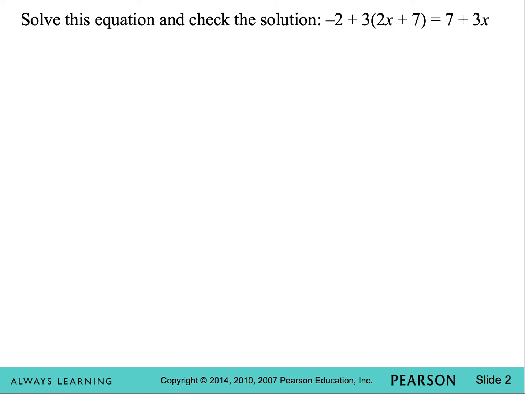Okay, it says solve this equation and check the solution. All right, so there's no fractions, but I have parentheses. This time, though, I can't do what's inside the parentheses. So to get rid of them, we're going to use that distributive property. Everything else is going to stay the same. Negative 2 plus 3 times 2x is 6x, and 3 times 7 is 21, equals 7 plus 3x.